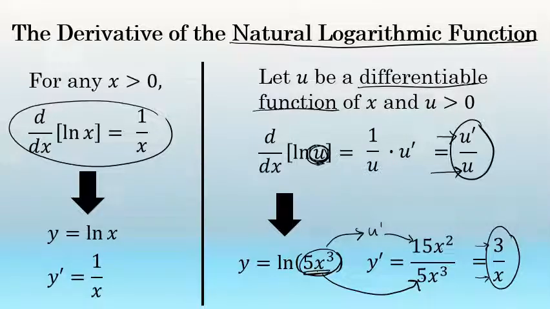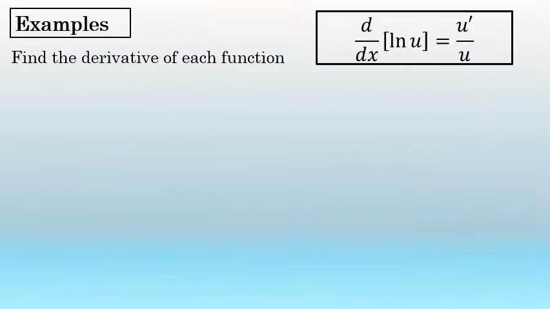Let's do a few more examples that show how this derivative is evaluated. We'll do a total of 4 examples where we apply the derivative rule for the natural logarithmic function. The derivative of the natural log of any u, any differentiable function of x, u, is u prime over u. Let's begin with a fairly straightforward example. f of x equals the natural log of 2x. We want to find this derivative.